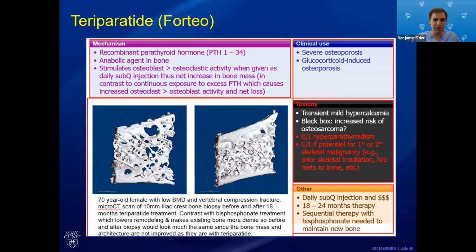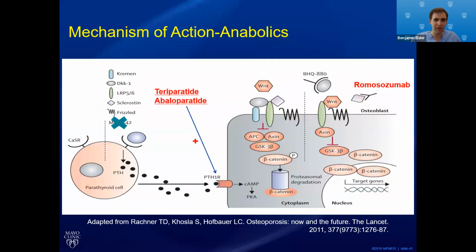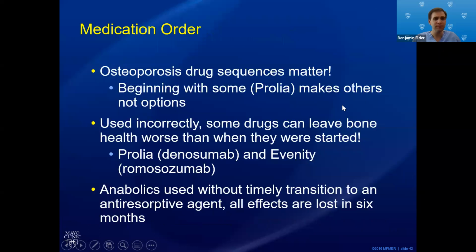So this really shows some of the data on teriparatide, and it's used for severe osteoporosis as well as glucocorticoid-induced osteoporosis. And the key thing is once you complete the 2-year treatment of these, you have to transition to a bisphosphonate to maintain the bone you built up, or you can lose it all in about 6 months. And this just shows some of the mechanism of action. So again, these parathyroid analogs act on PTH1R in terms of bone formation, whereas romosozumab is a sclerostin inhibitor that acts in the Wnt signaling pathway in bone turnover.